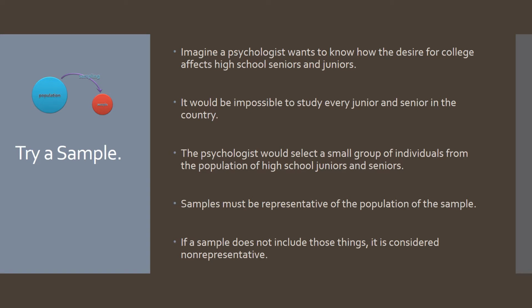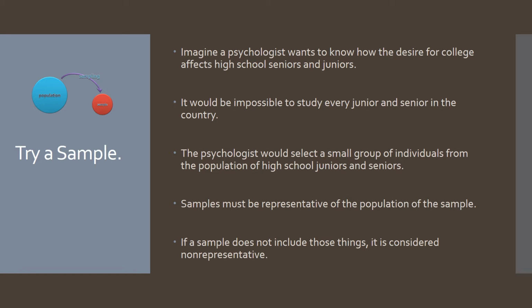So let's try a sample. Imagine that a psychologist wants to know how the desire for college affects high school seniors and juniors. Now, it would be practically impossible to study every junior and senior in the country, right? So the psychologist would select a small group of individuals from the population. You can see in the image there, the population is the blue circle, from the population of high school juniors and seniors. And they would take what we call the sample.